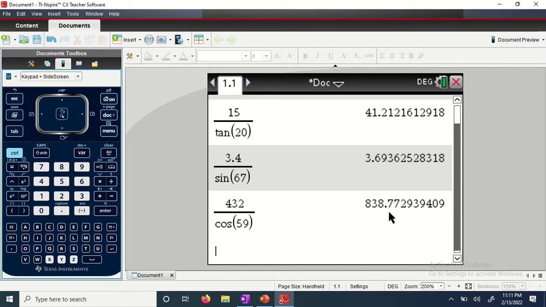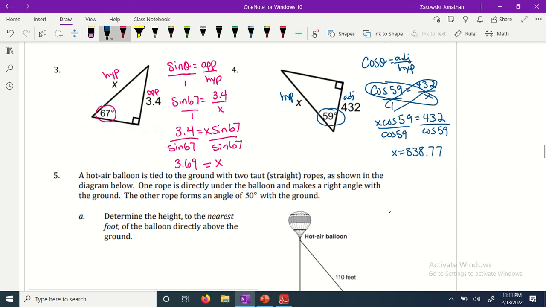For that last one, okay? So that would be our final answer here. So once again, we're going to cross multiply and circle the whole number here, and then divide out by x, or sorry, sine of 67 here.